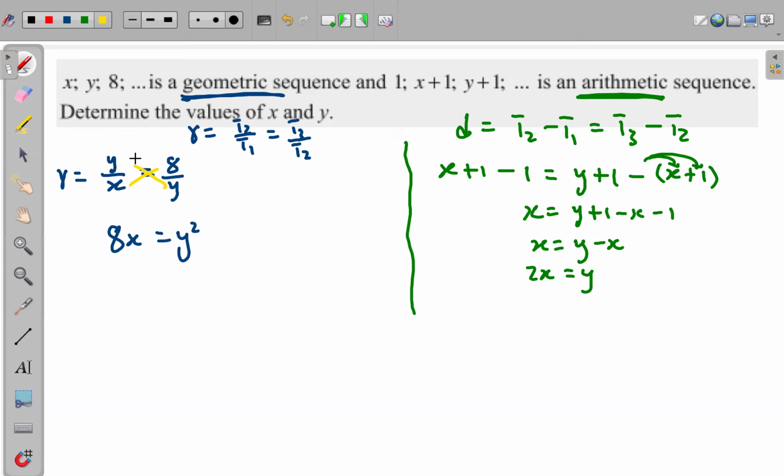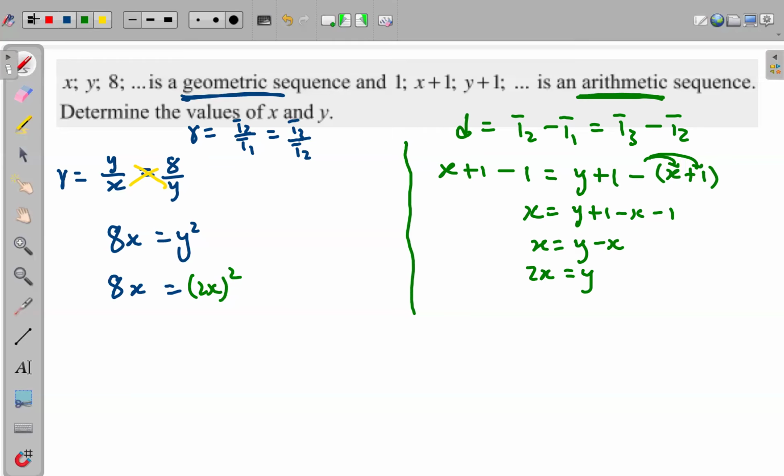Okay, now we're going to use substitution, right? I know that y is equal to 2x. So in the place of y, I can actually write what? A 2x. So 8x is equal to, and I'll write the 2x in brackets. You see, brackets will always save you. And I said to you, I'll always preach this. Make it a habit to use brackets whenever you substitute. So that's what I've got there.